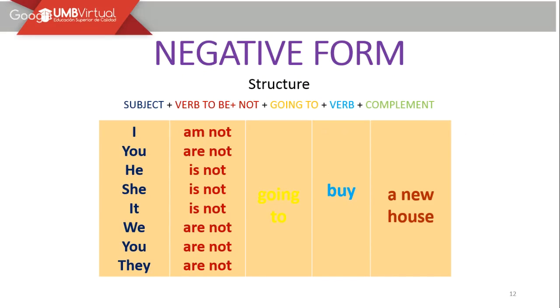The negative form, the only modification we make is add not after the verb to be, right here. No vamos a negar el going to, no. Siempre vamos a negar solamente el verbo to be en esta parte. She's not going to buy a new house. It is not going to cancel the credit. You're not going to book a house or an apartment.